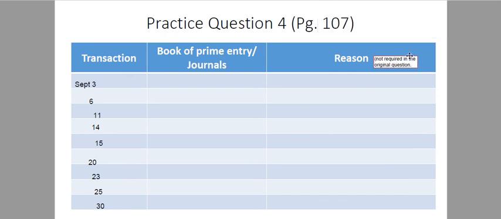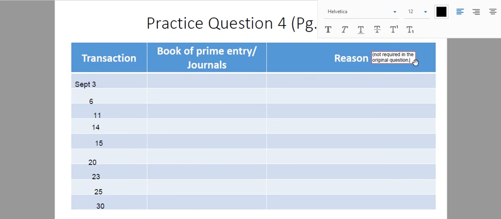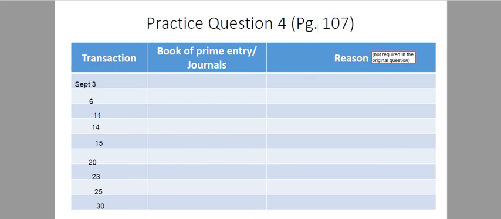The first one is September 3rd. It says received an invoice for some new equipment for the business use. So when you receive an invoice, it's always a credit transaction. But then you have to see what has been bought on credit. It's the new equipment, which is a non-current asset. So two conditions are met: non-current asset, and it is bought on credit. So the book used will be the journal.